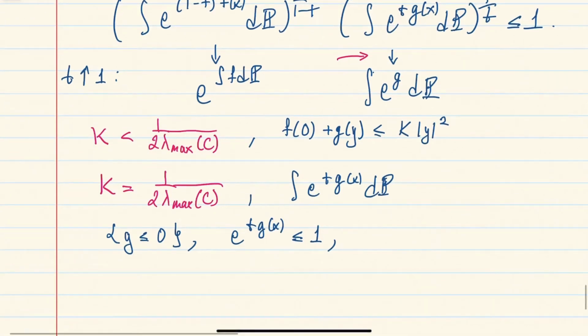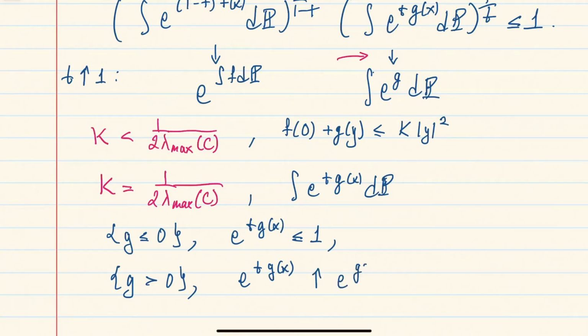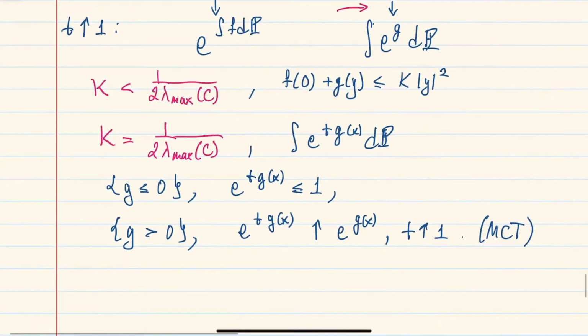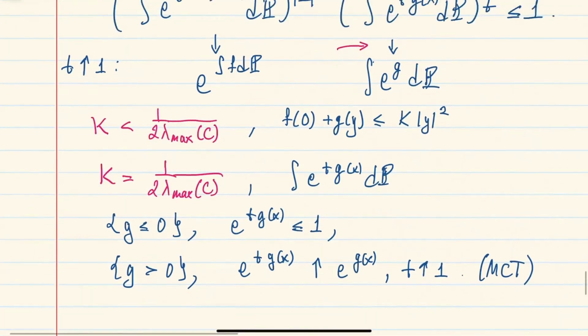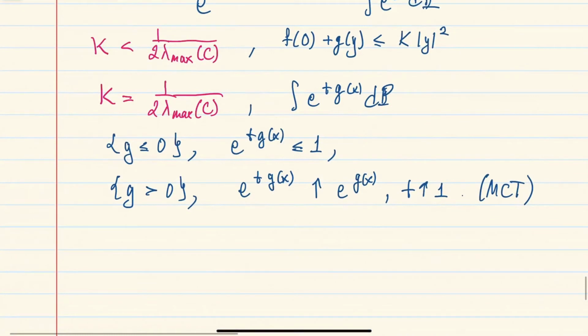And then on the complement, when g is positive, then you have monotonicity, because e to the g will be bigger than 1. So e to the t g of x on this set will be increasing to e to the g of x as t is increasing to 1 here. And so for this piece we can just use a monotone convergence theorem. And so actually just with the constant k equal to 1 over 2 times the largest eigenvalue, when we pass to the limit, we get what we want, right?